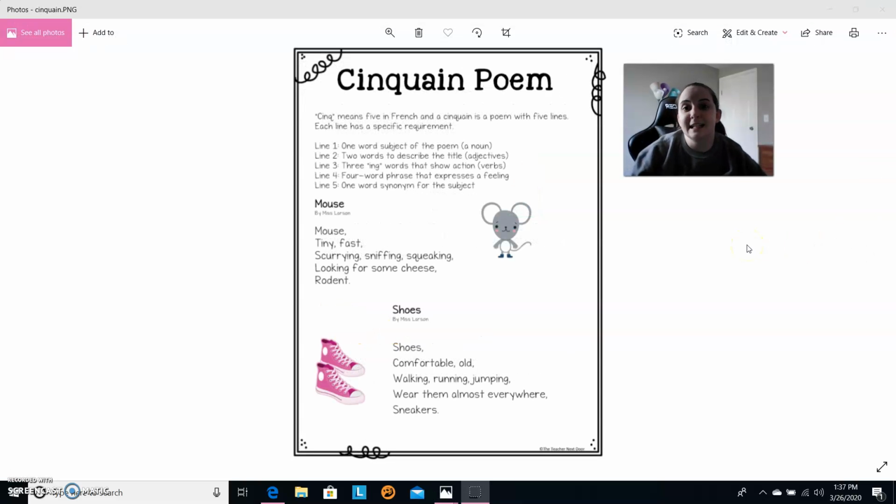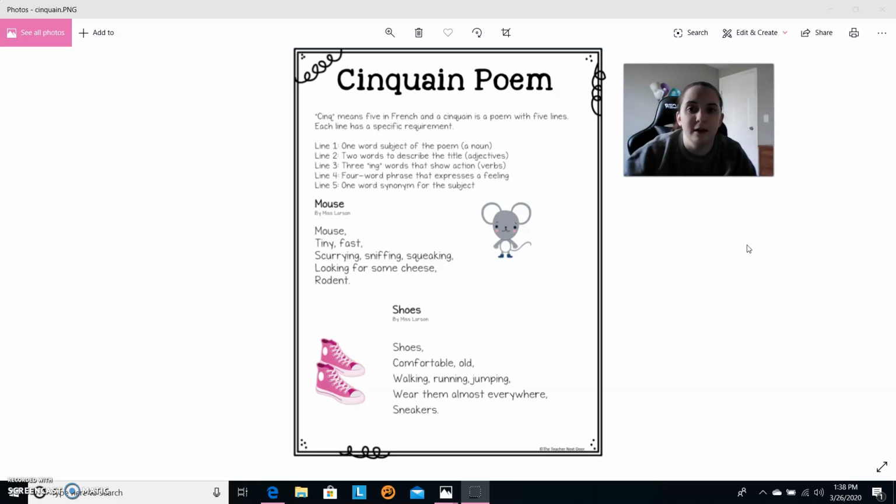Okay, next one is a Cinquain poem. Cinq means 5 in French, and Cinquain is a poem with 5 lines. So a Cinquain poem has to have 5 lines to it. And so the first line is one word, the subject of the poem, so a noun. The second line is 2 words to describe that title. Line 3 is 3 -ing words that show an action. Line 4 is a 4-word phrase that expresses a feeling, and line 5 is a 1-word synonym for the subject.